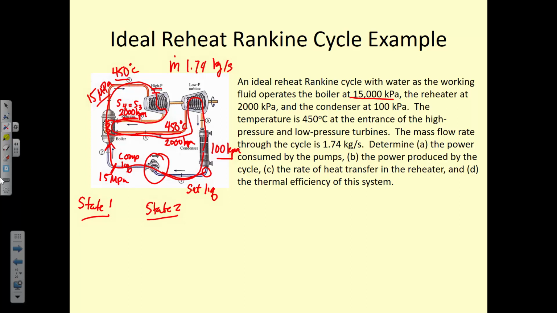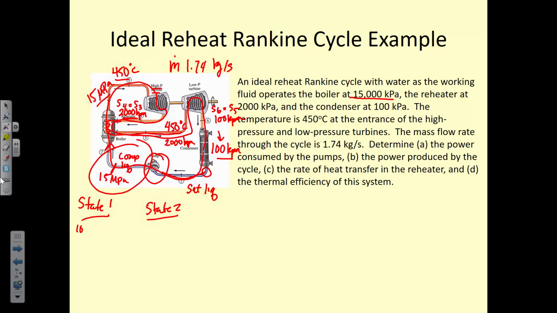And then coming out of our low pressure turbine, we know that we're going to be down to the condenser pressure, so it's going to be 100 kilopascals. And our entropy at state 6 is going to be equal to our entropy at state 5. So even though we don't know all of the property values at this exact moment, they're all able to be determined because we've got two independent variables for each state. The one exception is state 2, but the property values at state 2 are easy enough to find.